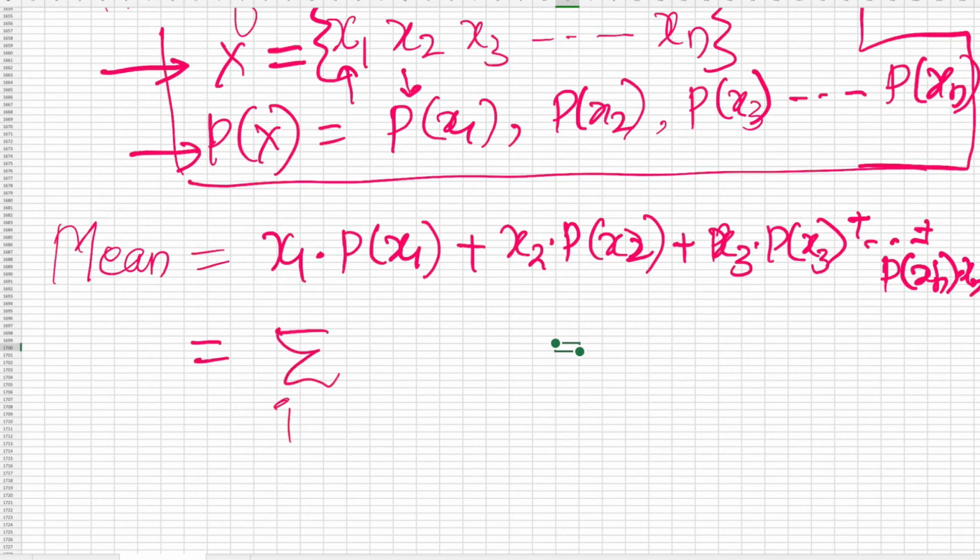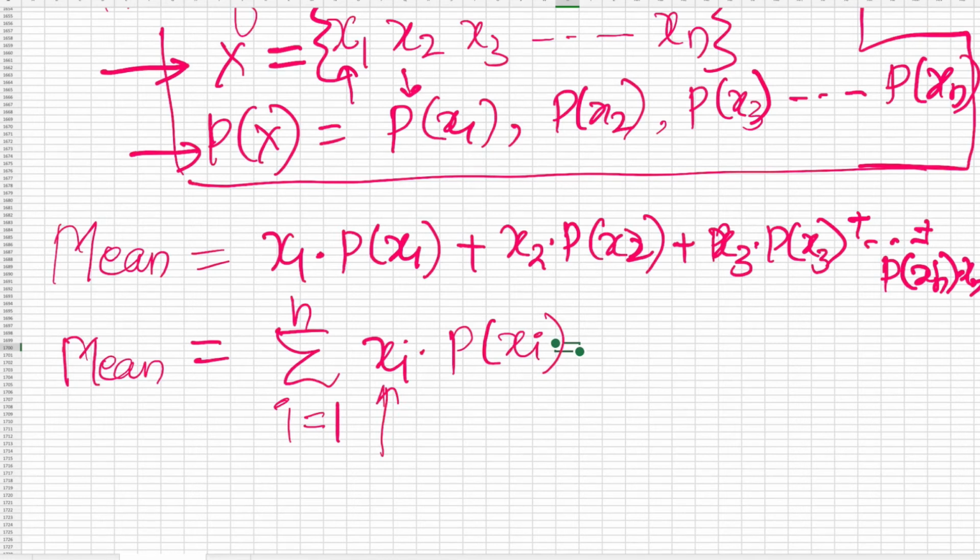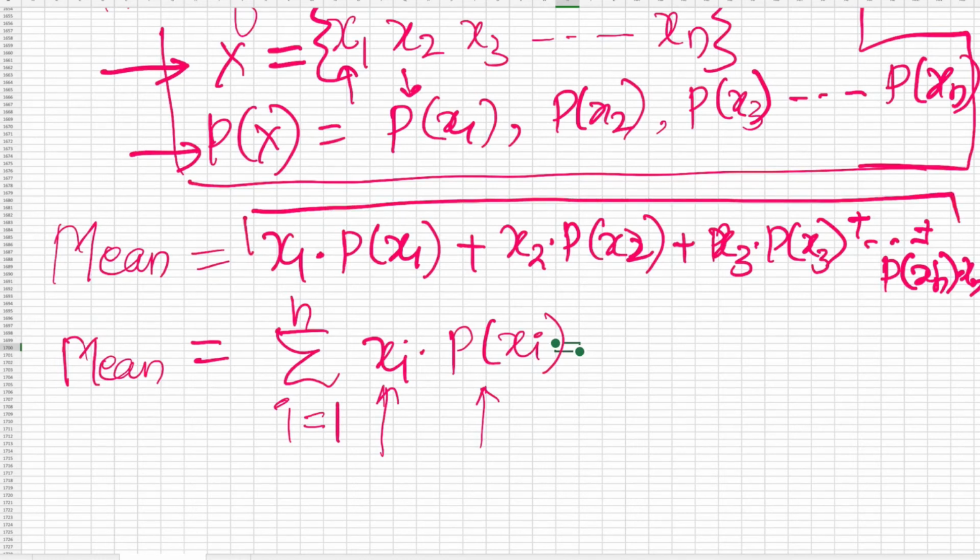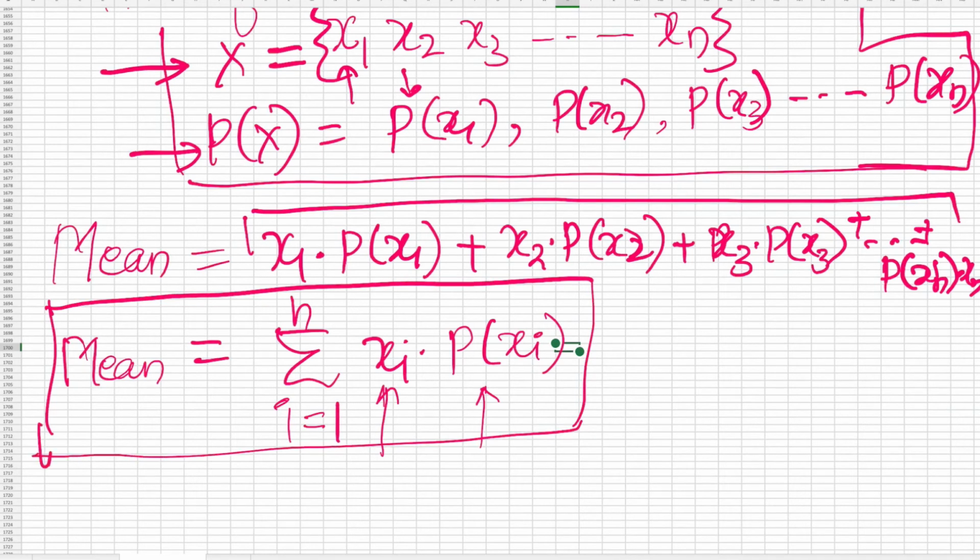What we get, for i from 1 to n, is that the mean of the random variable would be the sum of xi multiplied by P(xi), meaning the values of the random variable multiplied by the probability, added over all the possible outcomes of the random variable. This is how we can calculate the mean of a random variable, and we call the formula of mean mu.